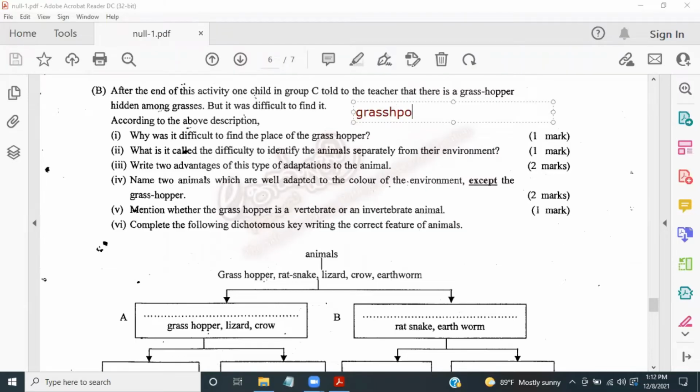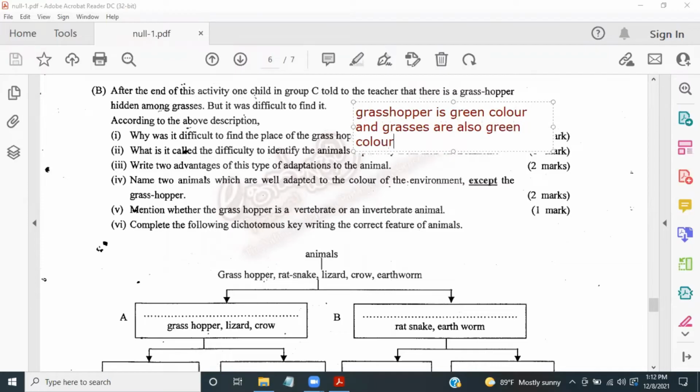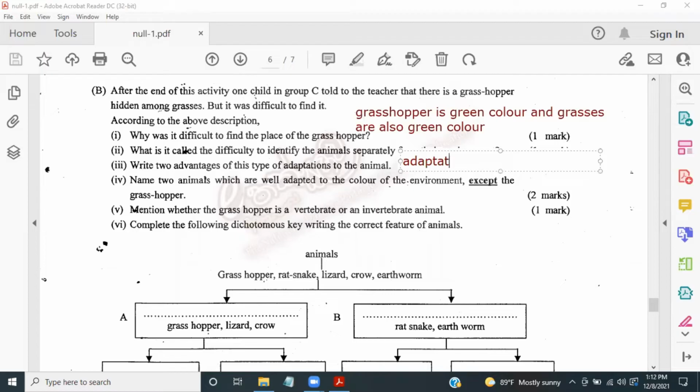Grasshopper is green color and grasses are also green color. What is it called? The difficulty to identify the animals separately from their environment. We call it as adaptation.